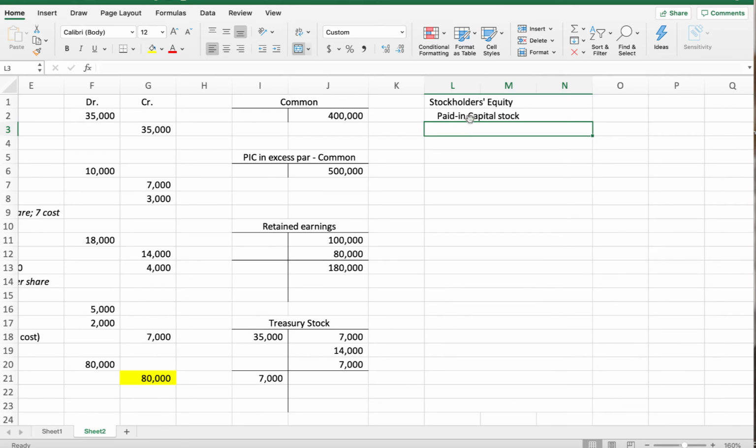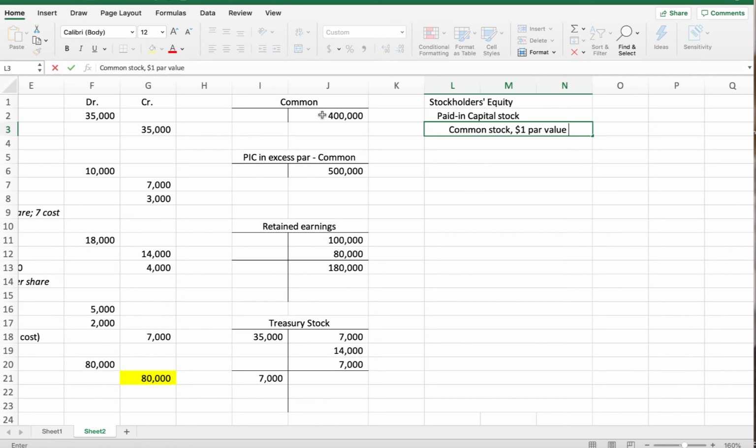So I have my paid in capital stock. The first thing I'm going to list is my common stock. Now we need to list this properly. So this is what every company does on their balance sheet, right? When they have common stock, they list, we have common stock, what's the par value? If we look at the problem, we see that there is a $1 par value. Okay.